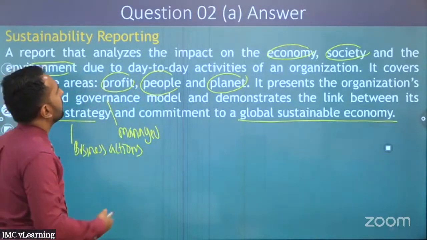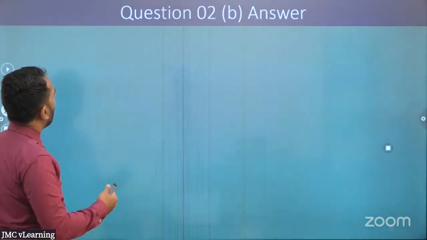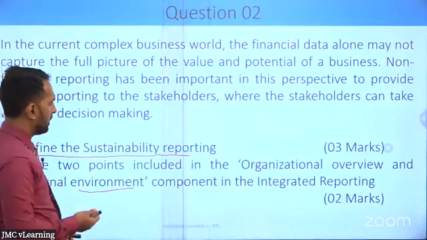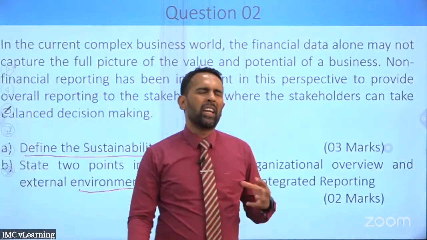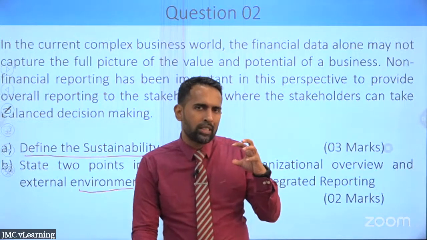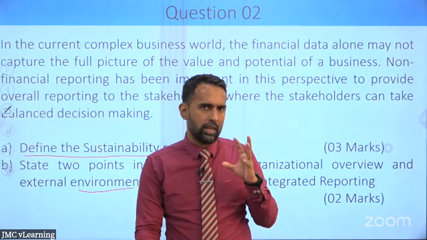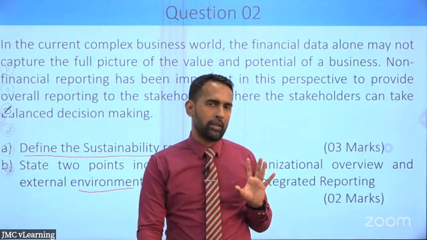Right. Next part of the question, Lamai. Organizational overview and external environment. In the integrated report, there are a number of components, and each component has different factors. Time to time they are asking you to mention at least 2 of these factors.